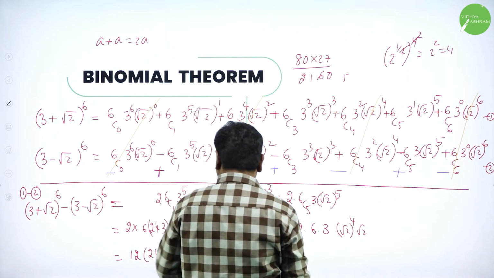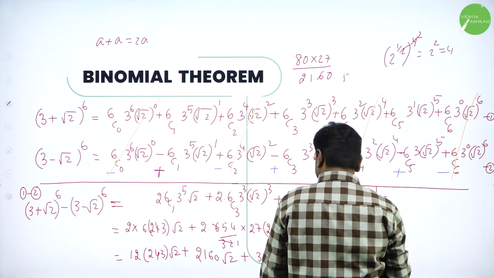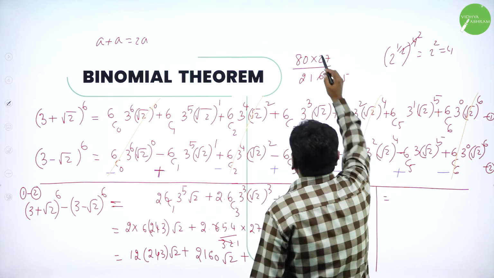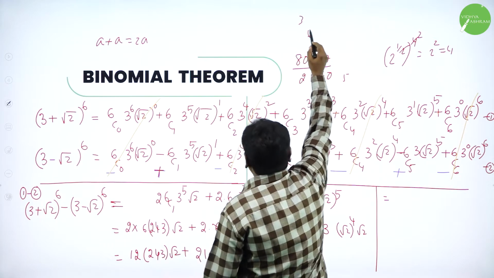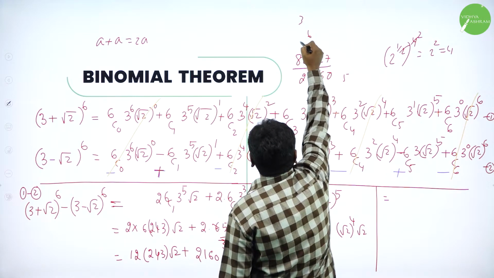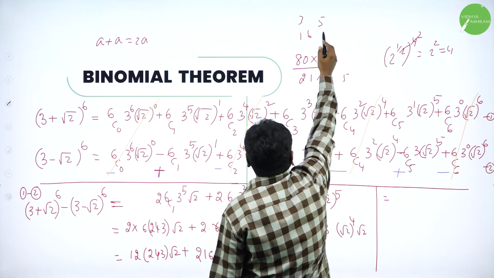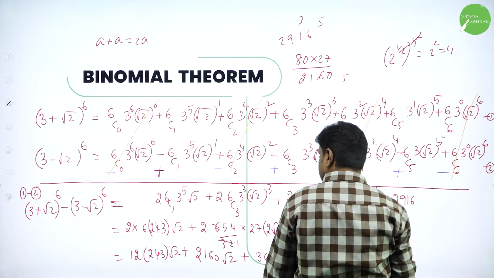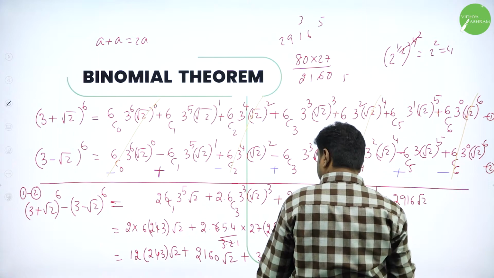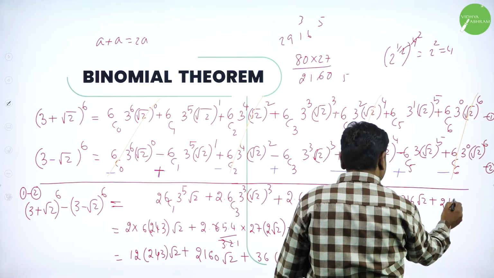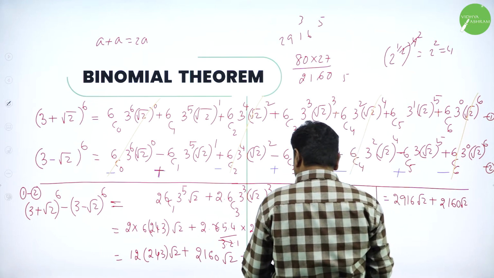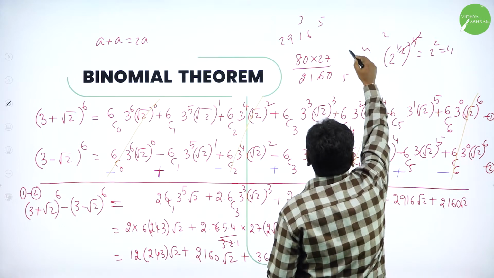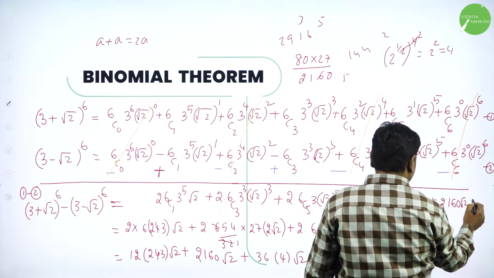Further we need simplification. So multiply this: 12 3s are 36, 6 3s and 12 4s are 48, 48 plus 3, 51. 12 2s are 24, 24 plus 5, 29, 2916 root 2. Then 2160 root 2. Then 6 4s are 24, 4 3s are 12 plus 2, 14, 144 root 2.